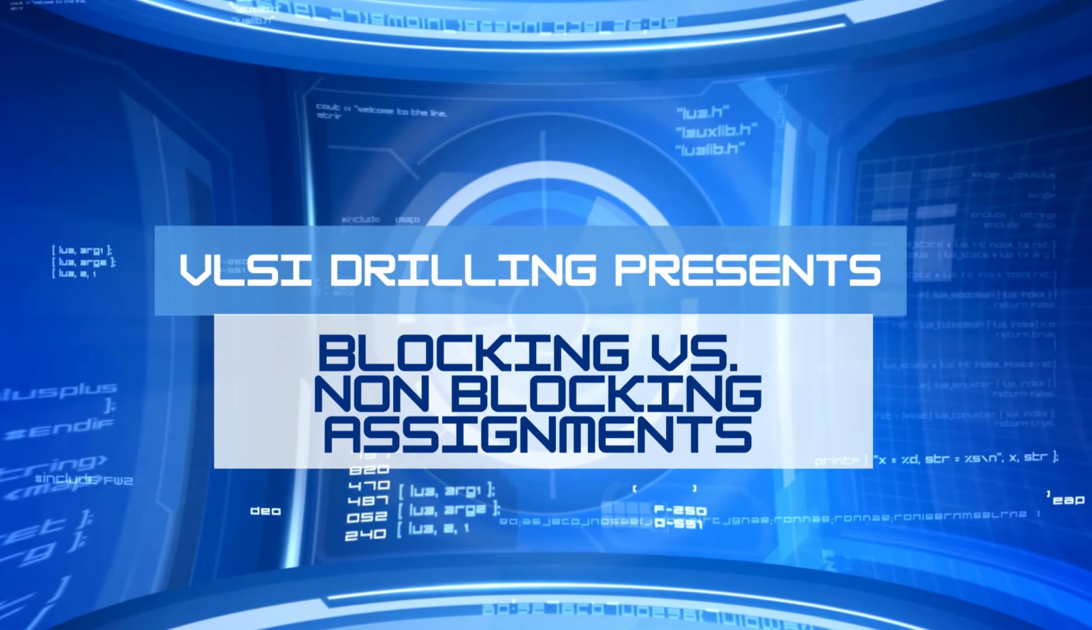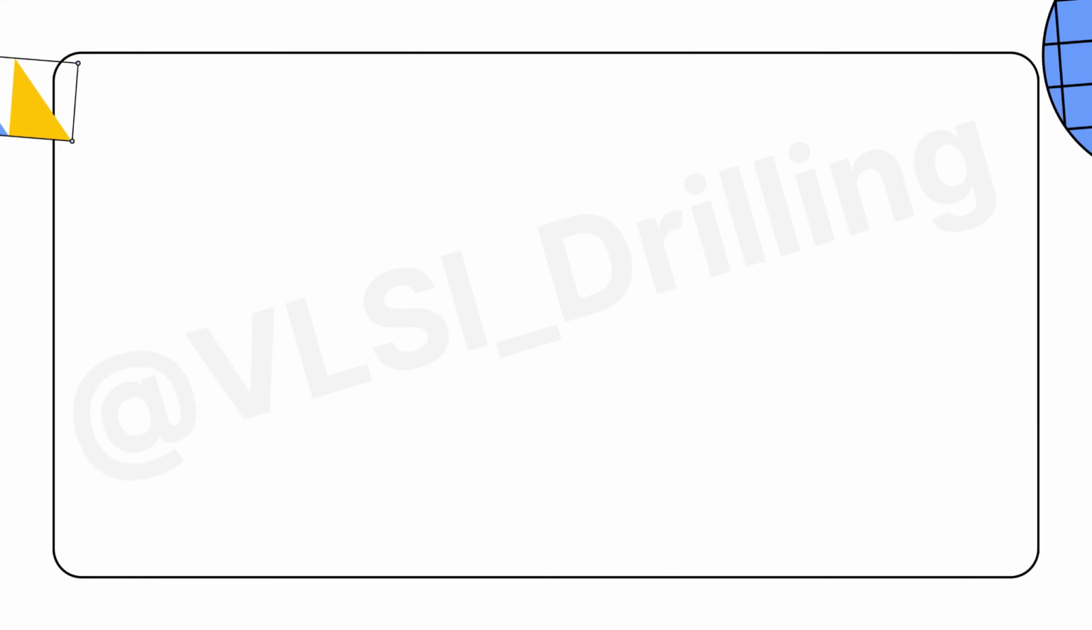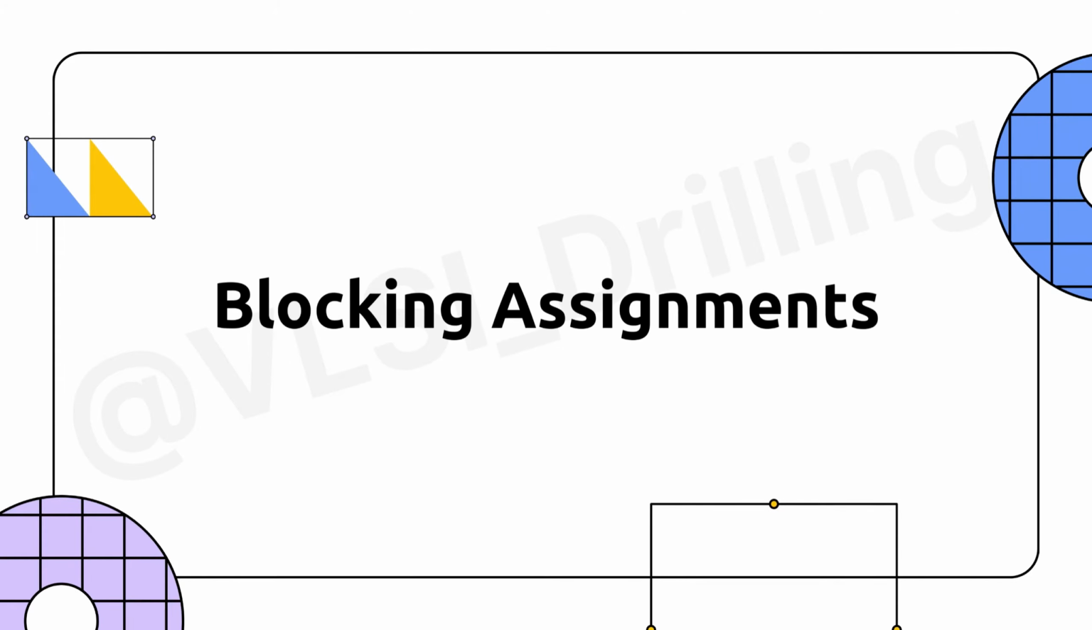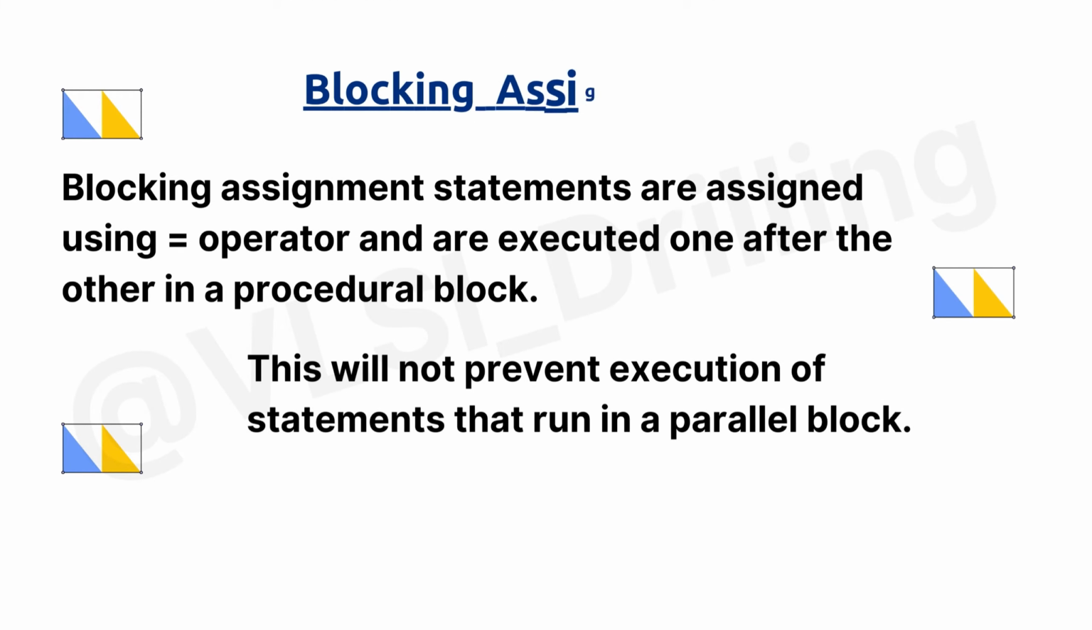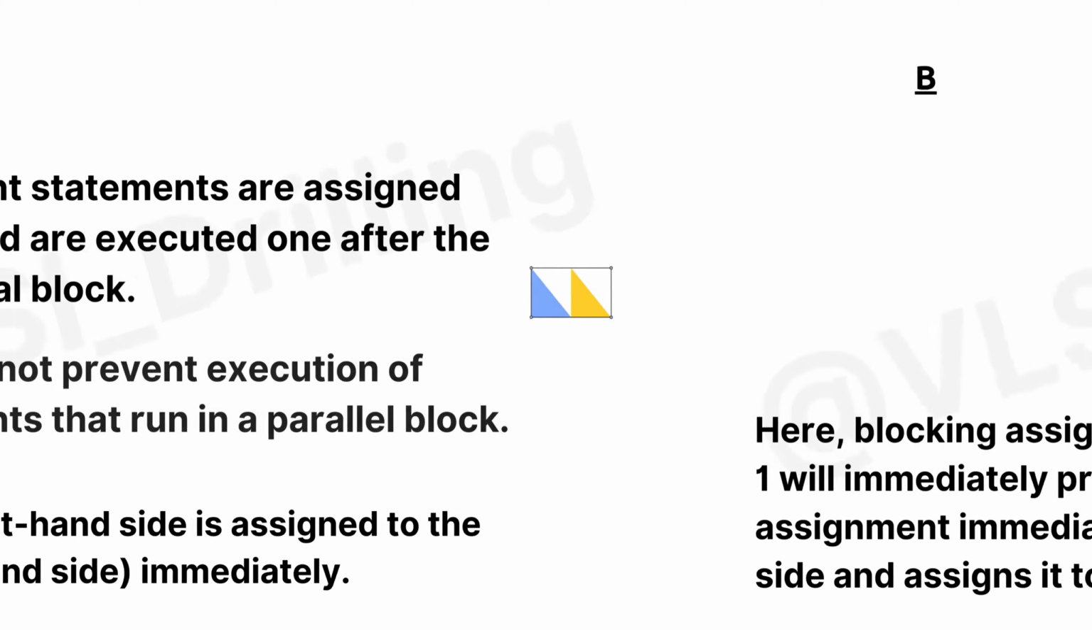Today we will study about blocking and non-blocking assignments. Let us study first blocking assignment. Blocking assignment statements are assigned using equal operator and are executed one after the other in a procedural block. This doesn't prevent execution of statements that run in a parallel block. The value on right hand side is assigned to target on left hand side immediately.